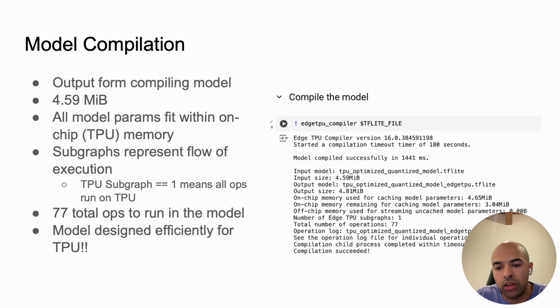Number of TPU subgraphs is 1. A subgraph is the flow of execution of the model on the TPU. Since this is 1, we know that the entire model fit on the TPU, which is really, really good. Because if it didn't, we would see multiple subgraphs, and then that's when you end up with some operations executed on the CPU versus the TPU, and you don't really fully utilize the TPU hardware.